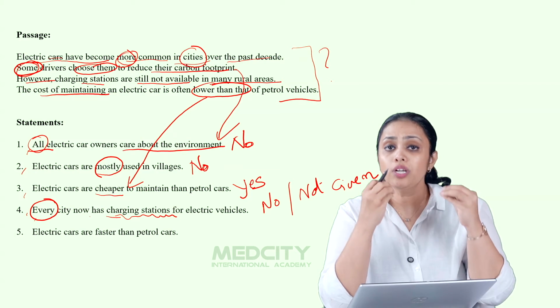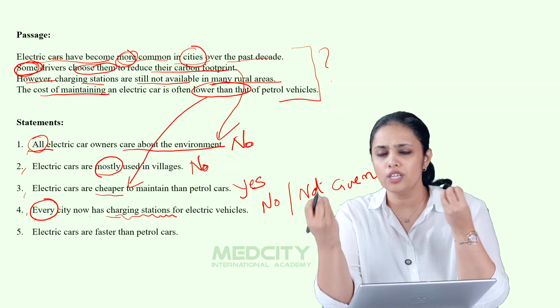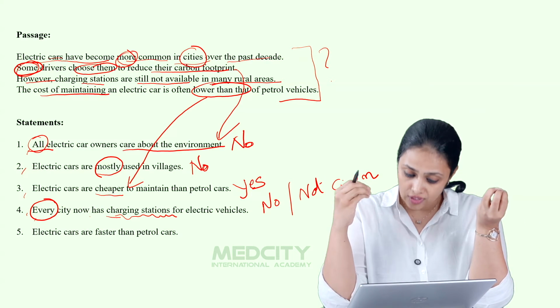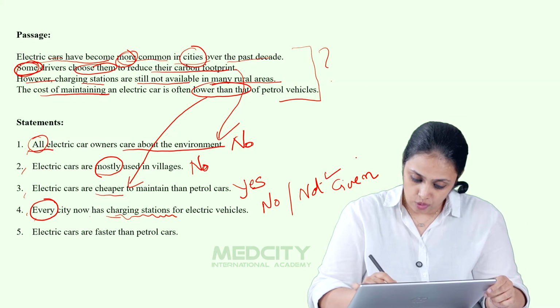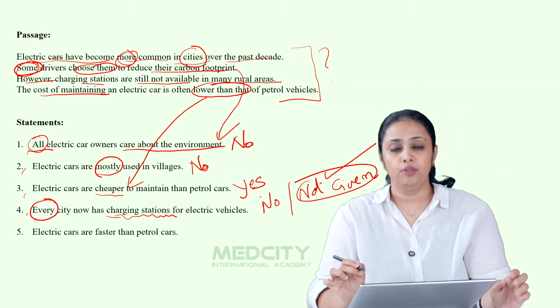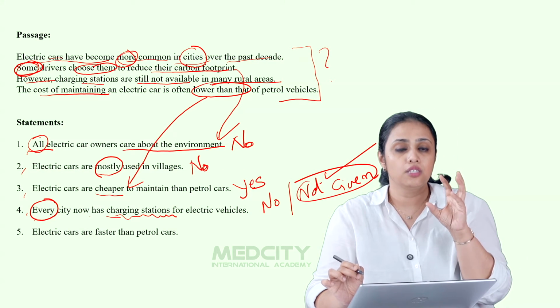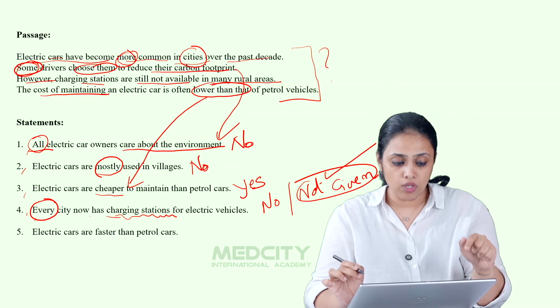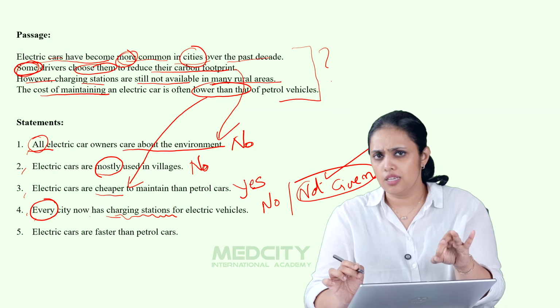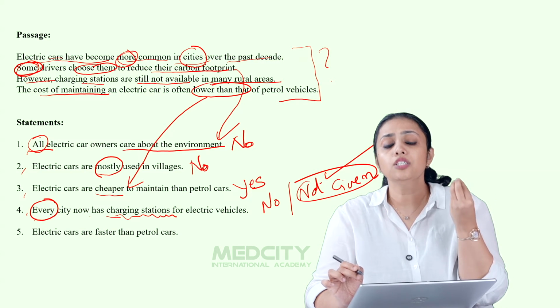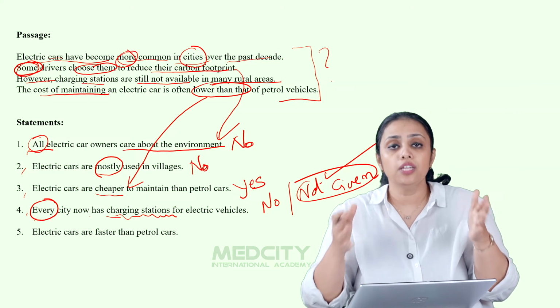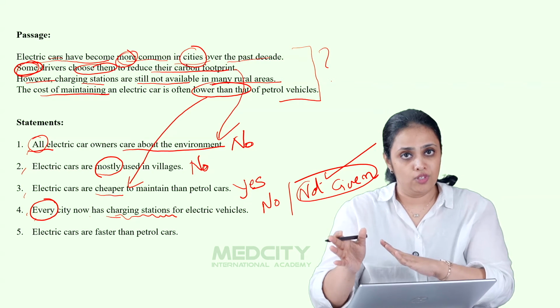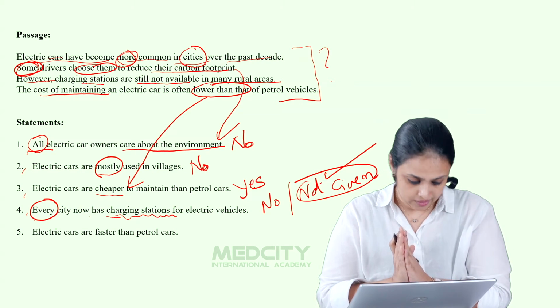But here we don't have enough evidence to support it or oppose it. So for that reason this would be not given, because we have no idea regarding the availability of charging stations in cities. Of course, the writer has spoken about charging stations in rural areas, but there is no hint regarding charging stations in cities. We don't have enough information either to support it or oppose it. So we say it is not given.